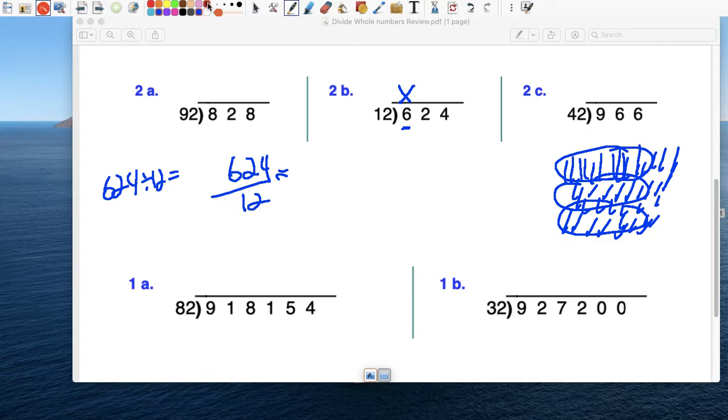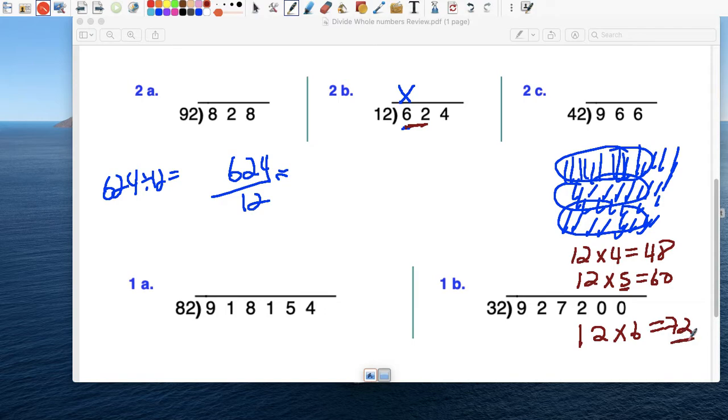So let's use our times table. Let's start with 12 times 4. 12 times 4 is 48. Remember, the number is 62, right? So 48, yeah, I have enough for 48. Let's do one more. 12 times 5 is 60. Ooh, I can make 5 groups because I only need 60. Can I make 6? 12 times 6 is 72. Too much because I only have 62, right? So definitely we're going to use this one.